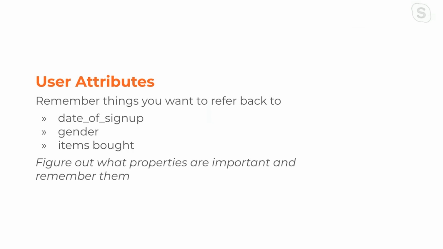But technically, you should think about things that you want to remember and things that you expect to have value beyond just the event in which they happen. So any action, anything like date of sign up, or some demographic attribute like gender, is useful not only when you collect it, but also for future events. So you should try to store them as user attributes.